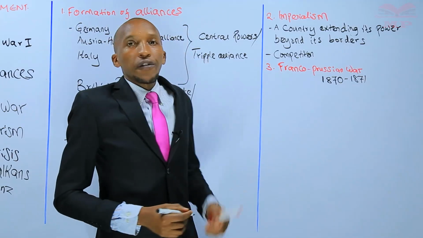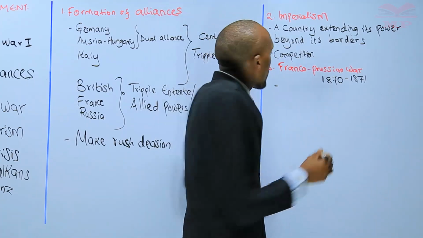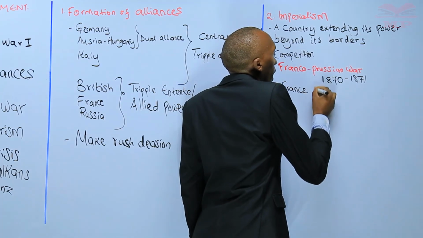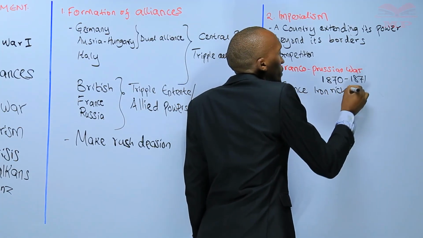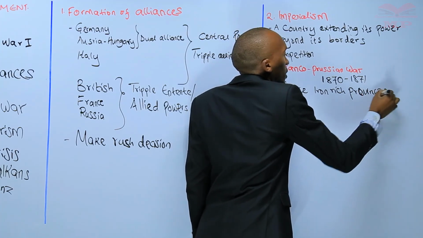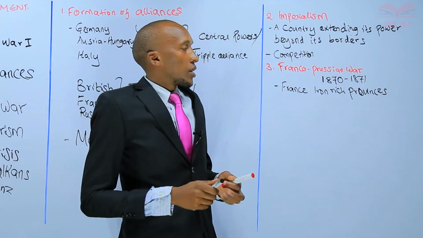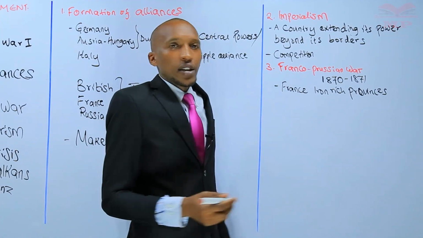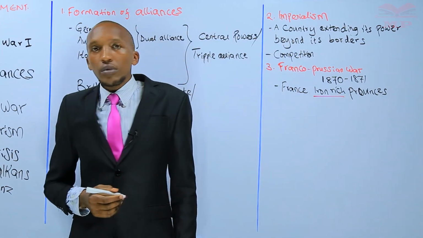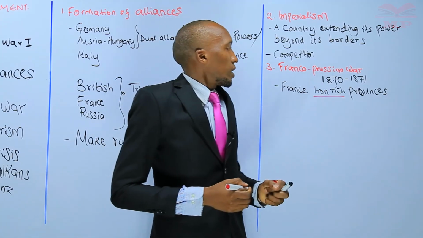So in this war, France lost very rich provinces. France lost the iron-rich provinces. Why do you think it was a big deal for France to lose a province which is rich in iron? They lost a province that was very rich in iron.